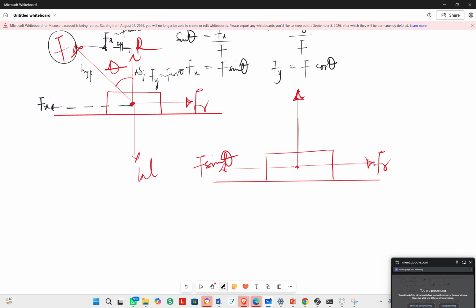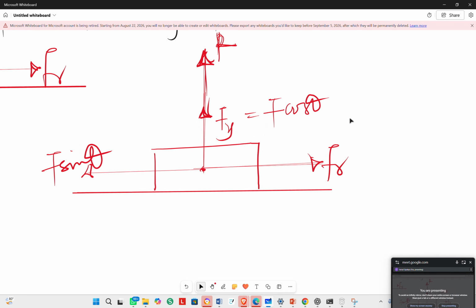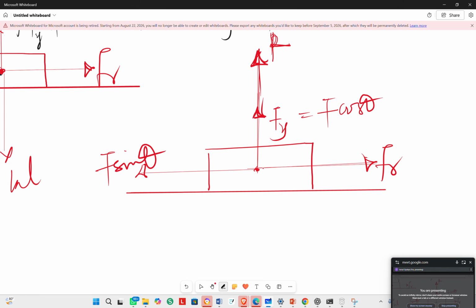Sorry, I'm trying to make the diagram as thick as possible. That arrow rather. So there will be two things going up here: R and f of y, which equals f cos theta. Are we still together? Yes, sir. So your diagram changed to something like that. That way, I've been able to resolve the forces into vertical and horizontal.